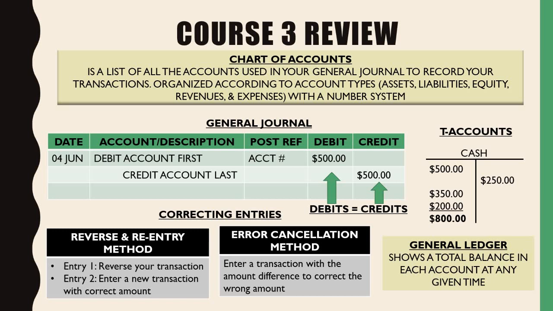So here's the course review. Once again, we talked about what the chart of accounts is. We took a look at what a journal looks like. It should look like this: the date, the account names, the post reference, which is the account number. The debits and the credits should match at all times. Remember, all debits and all credits must match.